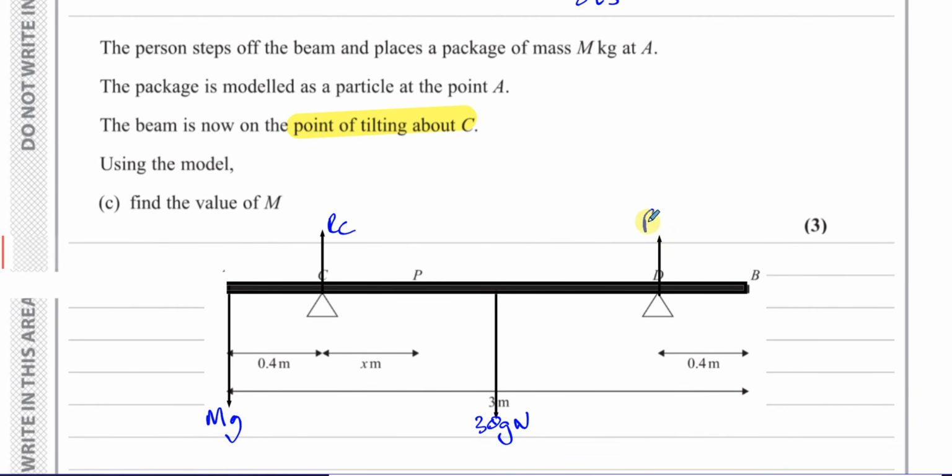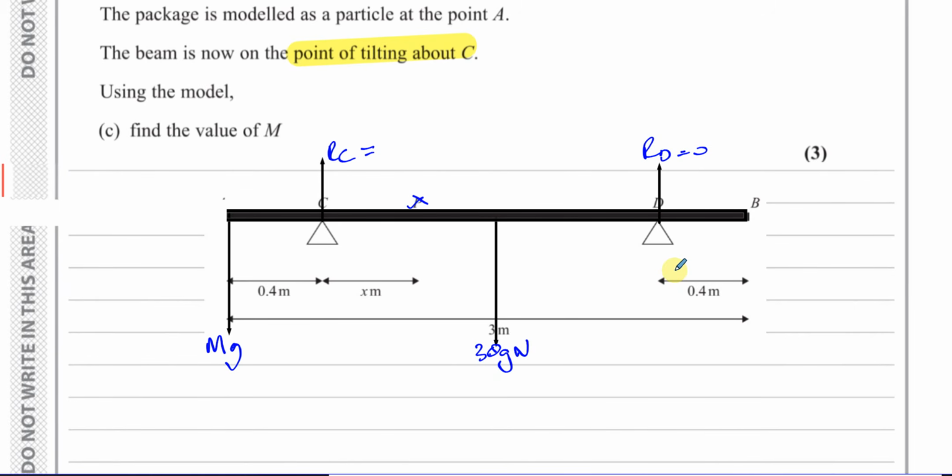So RD is going to be 0, and RC is going to be the total weight of these two. Now, we don't know the weight of these two because we don't know the mass of this object. The man is gone. There's no man left anymore, right? He just left a weight here, and he went off, and this beam is just about to tilt. So the reaction force at D is 0, but that's the key to answering this question.